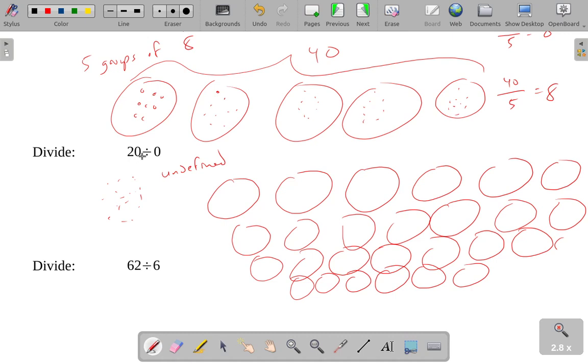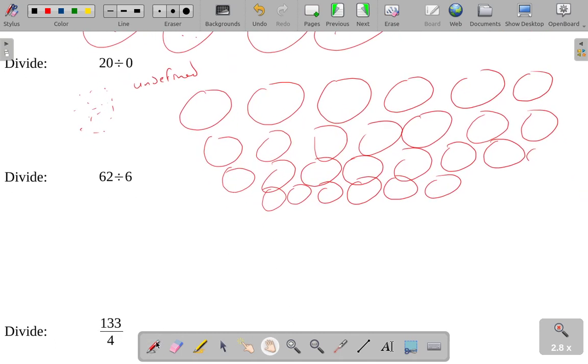So if I'm trying to take 20 and divide it by 0, this doesn't work. Now, let's think about the other way. What if I wanted to do 0 divided by 20? Let's think, does that work?